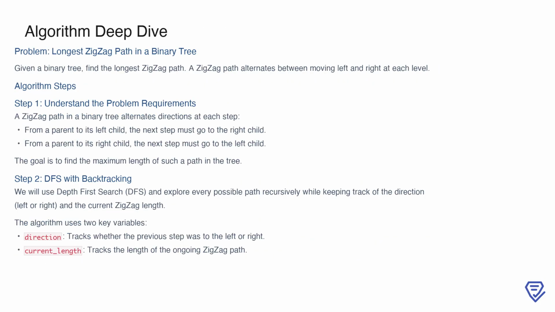In this problem, we are tasked with finding the longest zigzag path in a binary tree. A zigzag path is defined as a sequence of nodes where the direction alternates at each step, for example, moving left to right, then back to left, and so on.